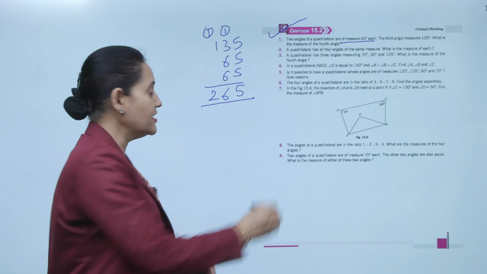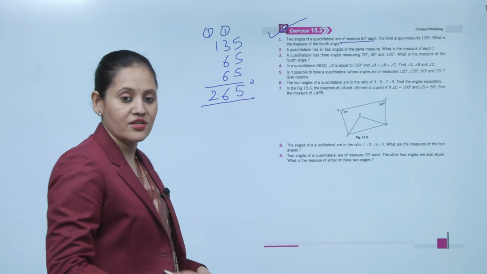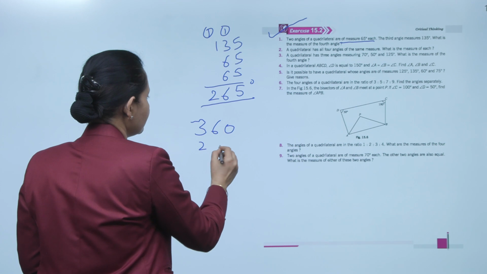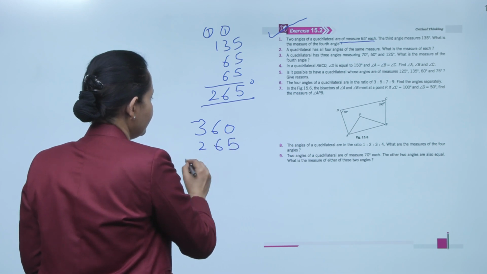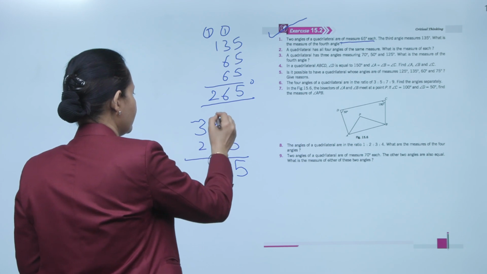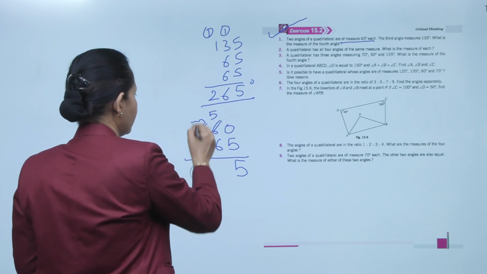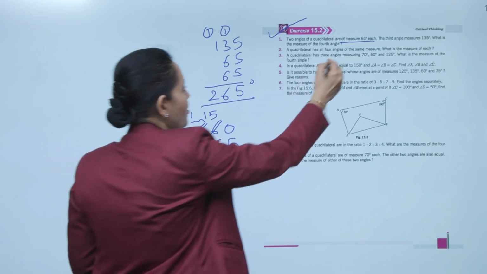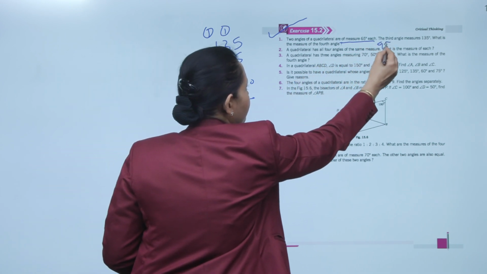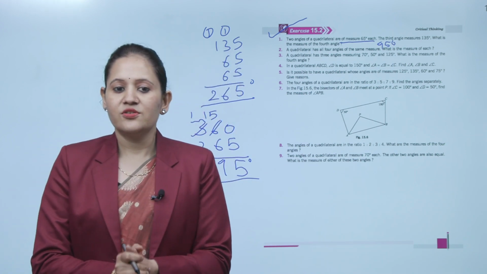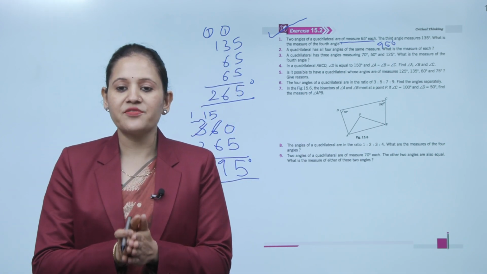265, that is the sum of three angles. So, the fourth angle is 360 minus 265, which is 95. So, the measure of the fourth angle will be 95 degrees. Clear? So, you have to practice all the questions of this exercise.